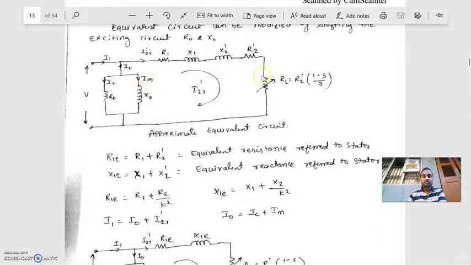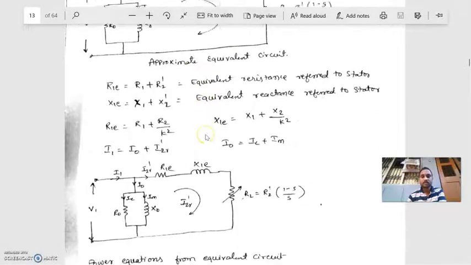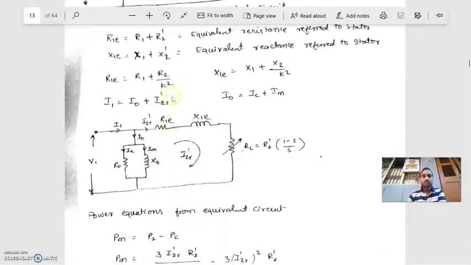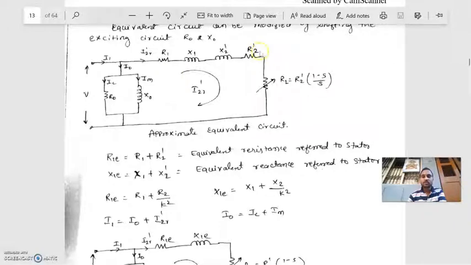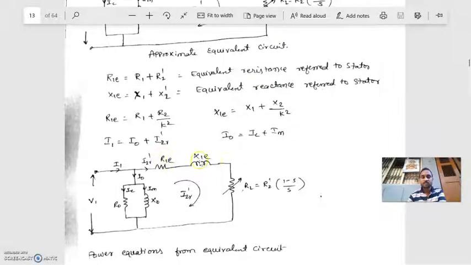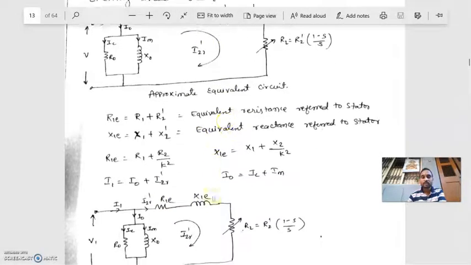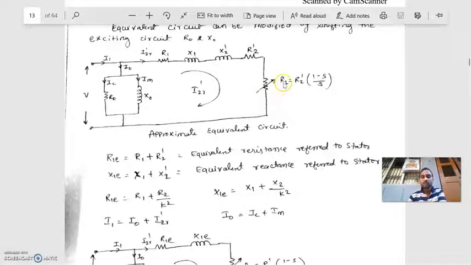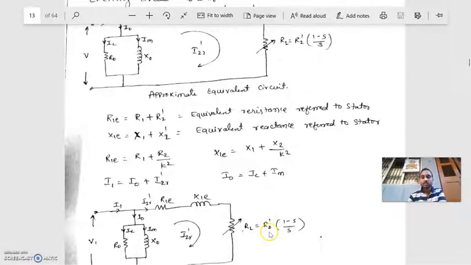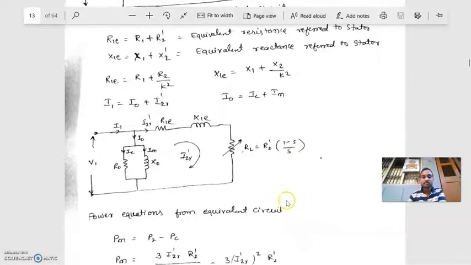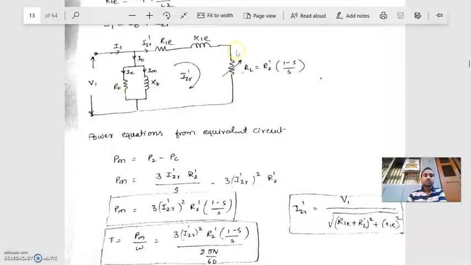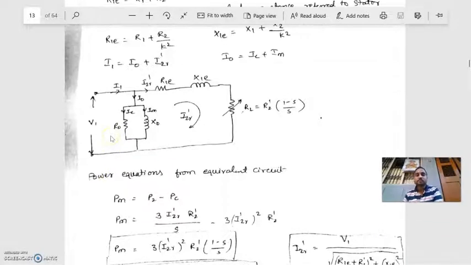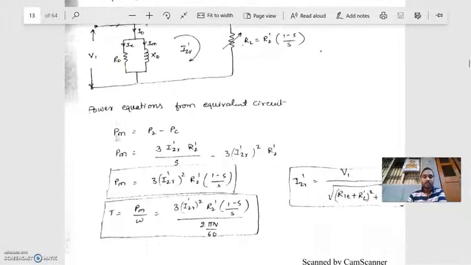Now we'll simplify this to the approximate equivalent circuit. R1 plus R2 dash becomes R1E, and X1 plus X2 dash is called X1E. The variable load resistance is called RL, shown here as R2 dash into (1 minus S) by S. This is called the approximate equivalent circuit of an induction motor.